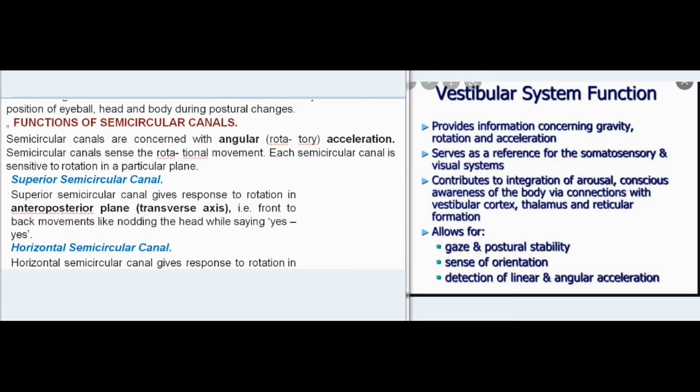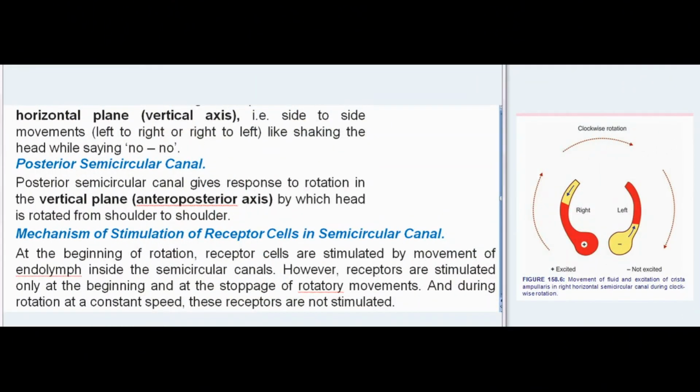Superior semicircular canal. The superior semicircular canal responds to rotation in the anteroposterior plane, transverse axis, i.e. front to back movements like nodding the head while saying yes, yes. Horizontal semicircular canal. The horizontal semicircular canal responds to rotation in the horizontal plane, vertical axis, i.e. side to side movements, left to right or right to left, like shaking the head while saying no, no. Posterior semicircular canal. The posterior semicircular canal responds to rotation in the vertical plane, anteroposterior axis, by which the head is rotated from shoulder to shoulder.